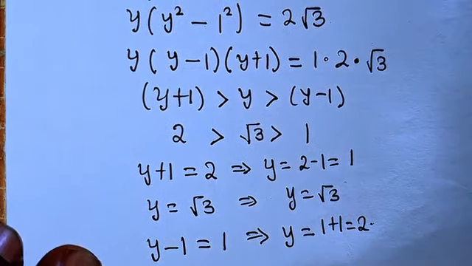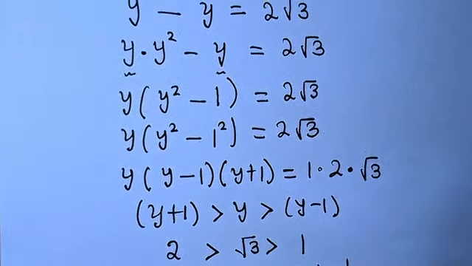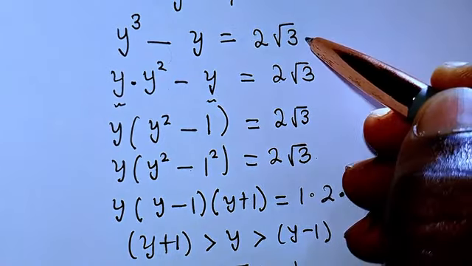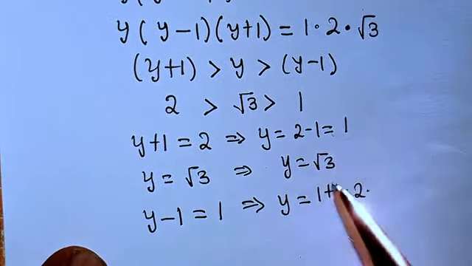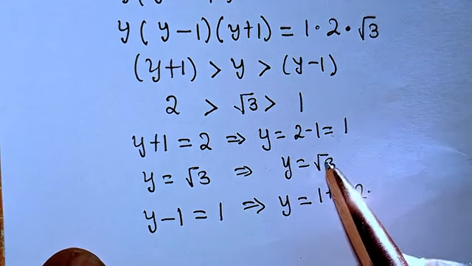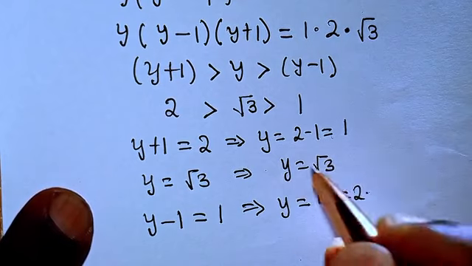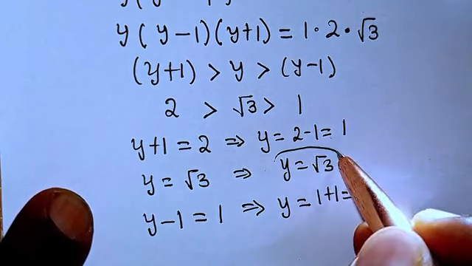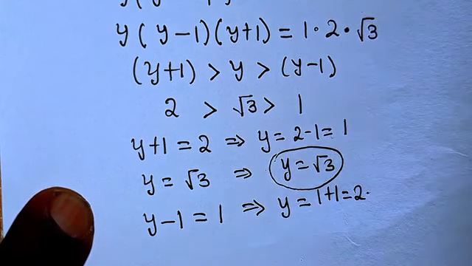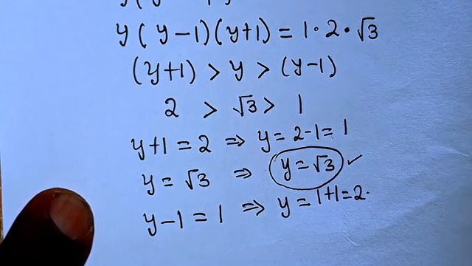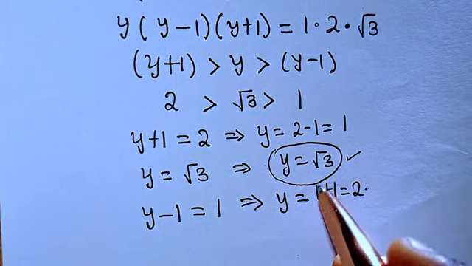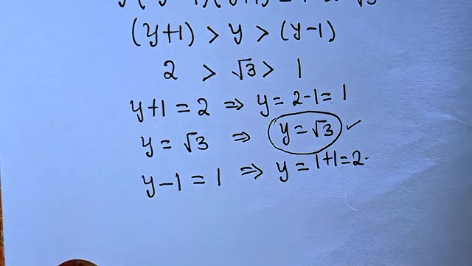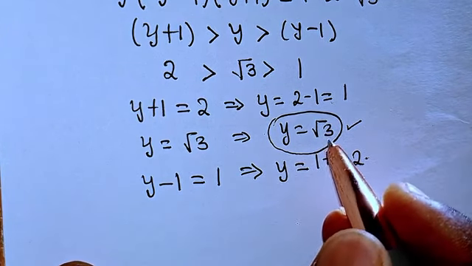But now what I want us to do is go back to this equation here. You see that we have the possible solutions to be 1, root 3, and 2. Now if you put these values back into the equation, the only one that satisfies the equation is y equals root 3, right? And that is the one we are going to pick. So, since we have this, we have y to be root 3.